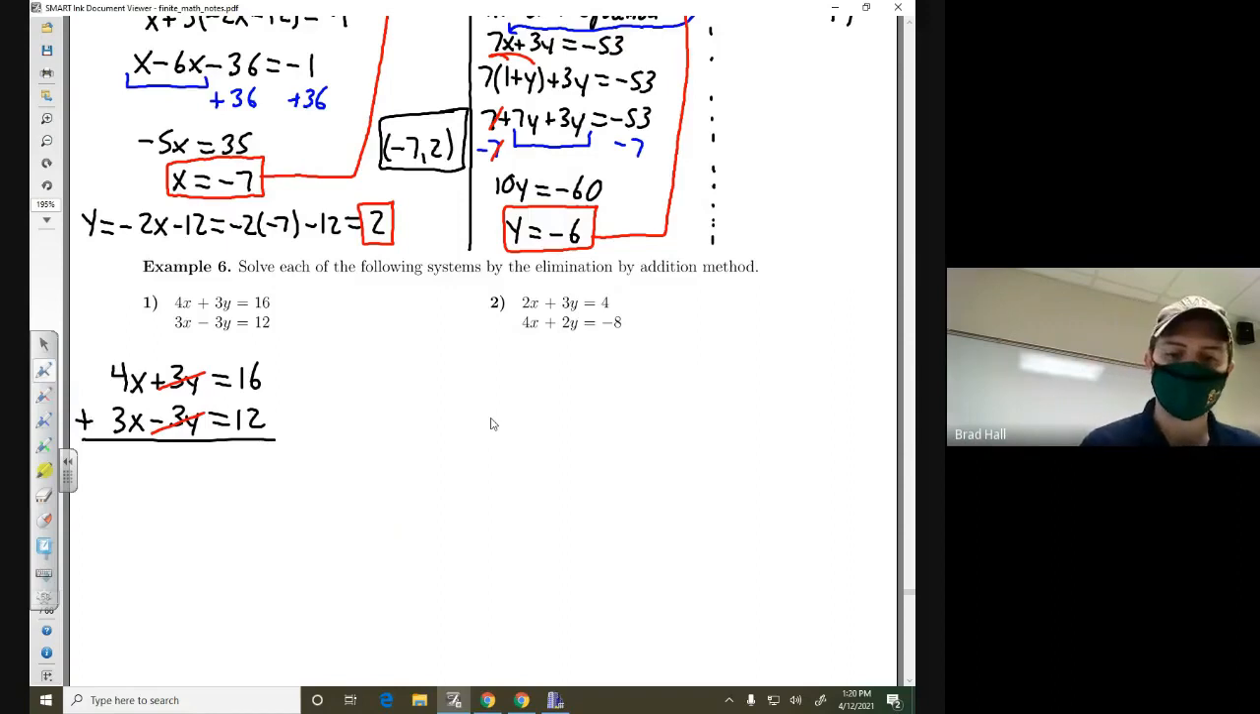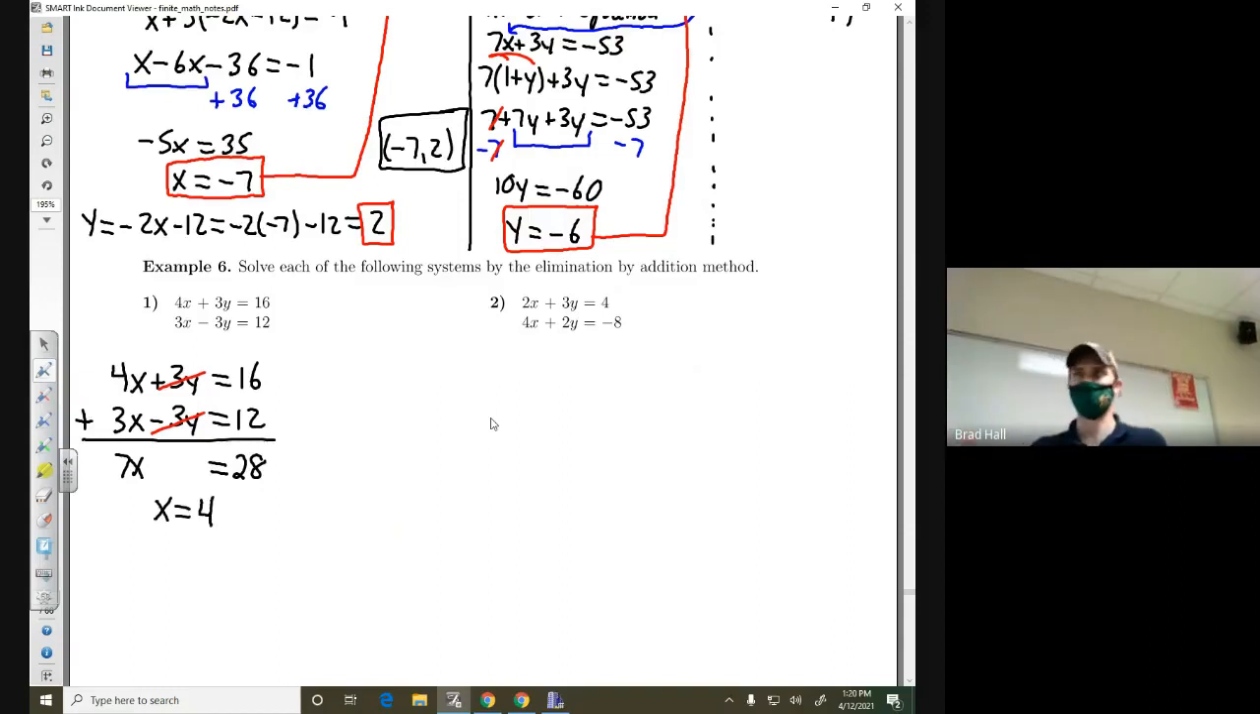4x plus 3x is 7x. 16 plus 12 is 28. So notice we just get 7x is equal to 28. No need to solve for anything. Divide both sides by 7, we're done. x is 4. Notice we already have x. No substitution needed. No graphing needed. No intercepts needed.